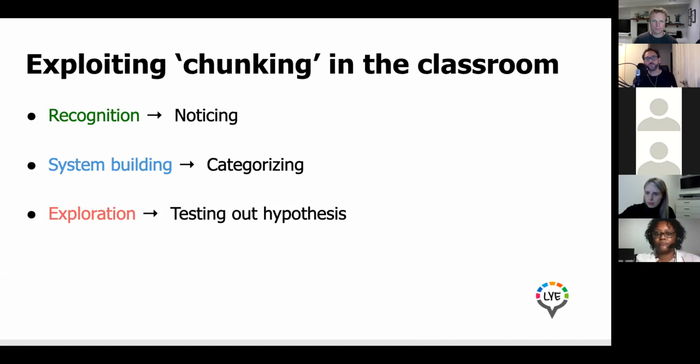The second thing we need to do is our students need to learn how to categorize. Why did he decide to pause here? Did he decide to keep going here? Why didn't he pause in this area? And then, of course, after that, we have to provide them with opportunities to actually explore all these hypotheses by testing them out.